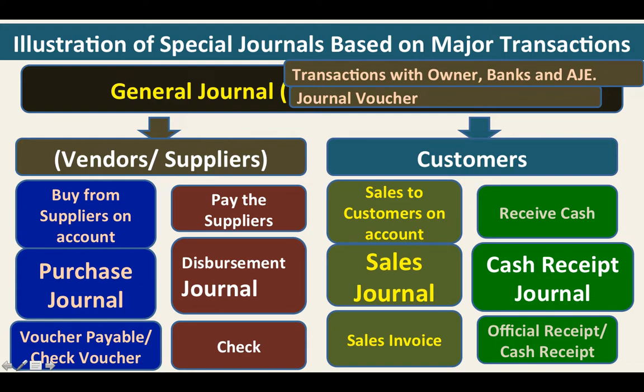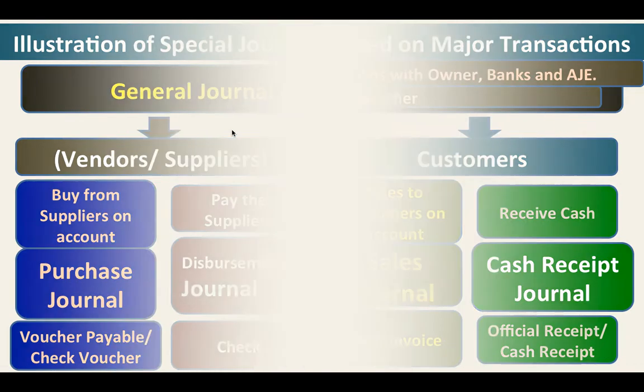Okay? So in effect, class, we have 5 books: the purchase journal, the disbursement journal, the sales journal, and cash receipt journal, plus the general journal. Okay, let's move on.